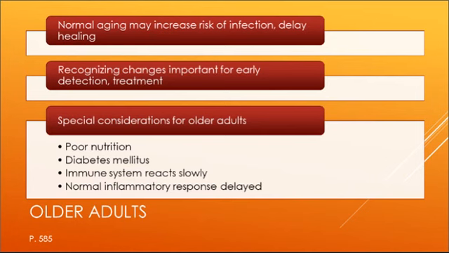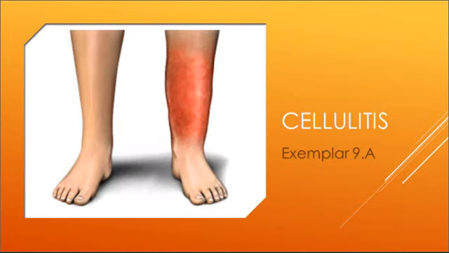Older adults: normal aging may increase risk of infection and delay healing. It may be more difficult to assess or notice infection early because of the decreased immune response. So again, I mentioned they might have pneumonia and only have a temperature of 99.5 or 100, versus if somebody younger had pneumonia, they might have 102. Or they'll come in with urinary tract infections and not have a fever, and their only symptom may be that they are confused. That's a common thing.